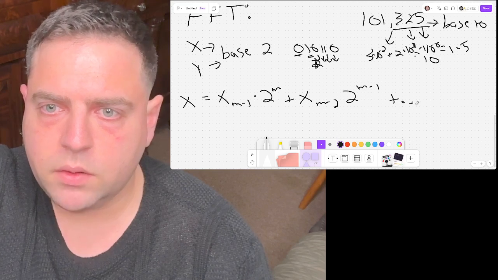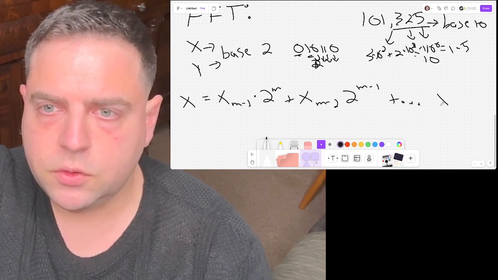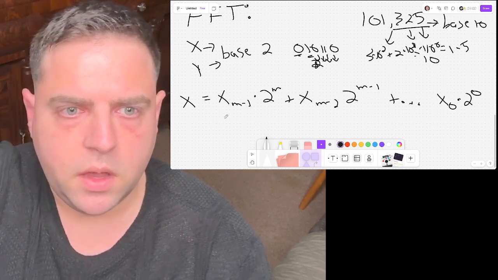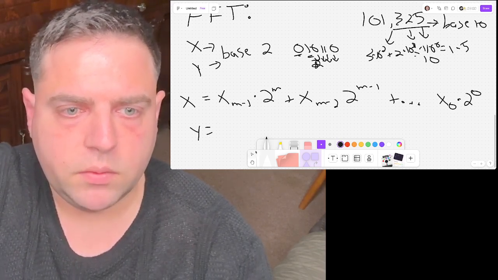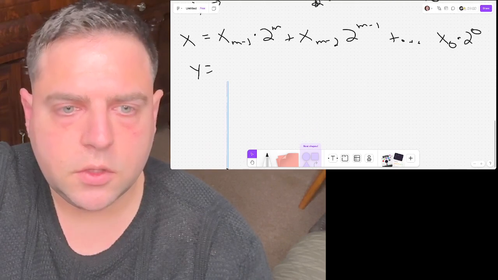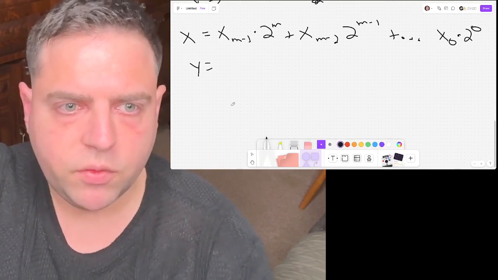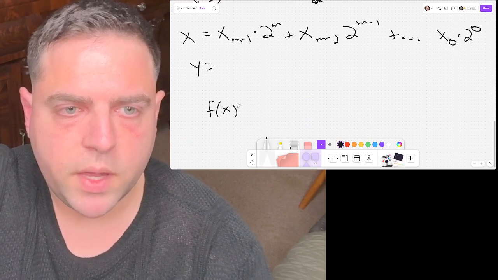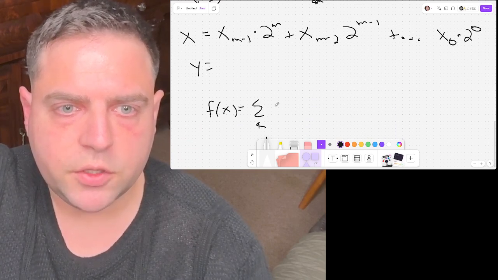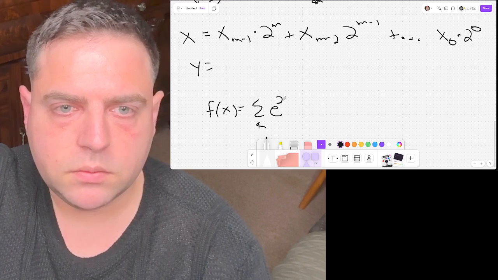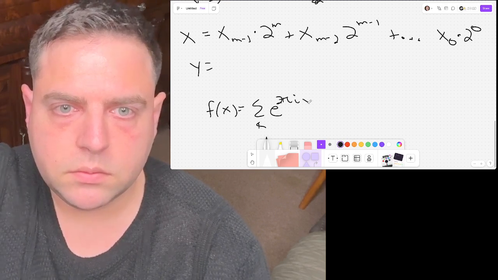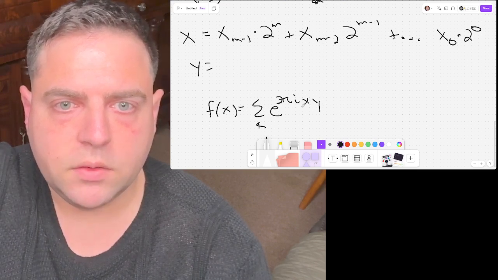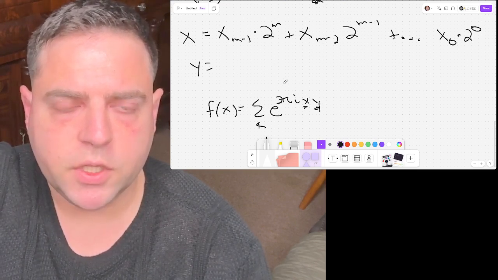All the way to x of 0 times 2 to the 0 equals 1. And y will also look this way. So in this Fourier transform, notice that we have this term in the exponent. And right, so I'm using y here instead of frequency.